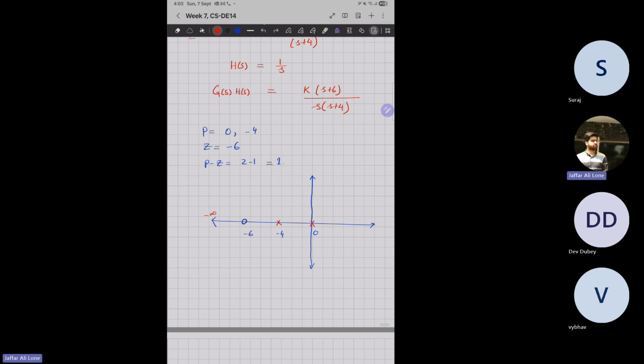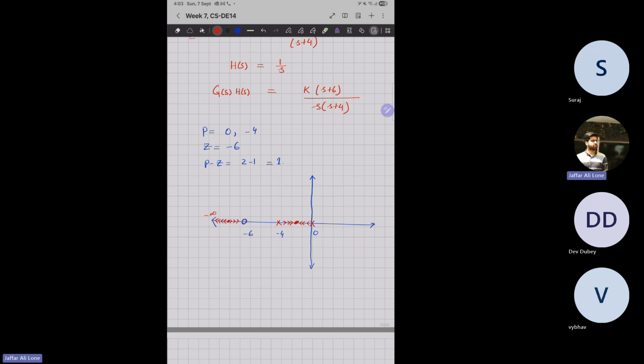Again, just remember, between two poles there is a breakaway point. Between two zeros there is a break-in point. So my root locus will start somewhere here, and also go to somewhere here, and also go to infinity. It will be something like this. So there will be a break-in point here and a breakaway point here. So now let's first calculate this break-in point and breakaway point.